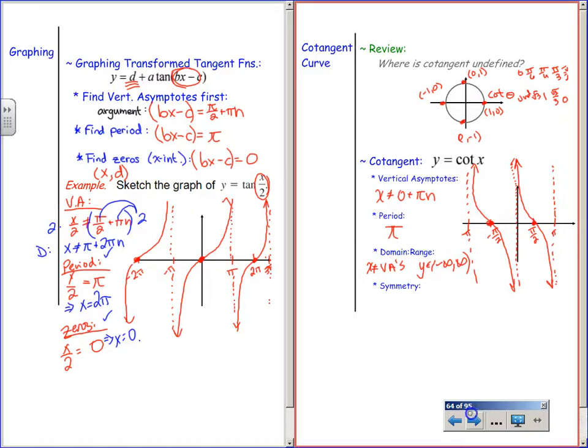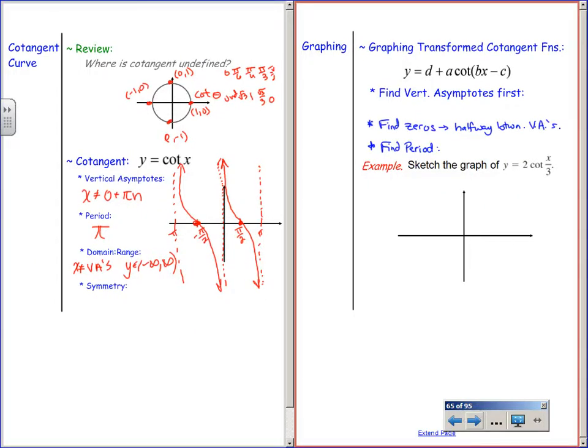So to be honest, guys, they're super similar in what you do. Just like we did with tangent, for cotangent, we're going to look at the inside part. For vertical asymptotes, we're going to set that inside part, whoever he is, for the domain, which comes from the vertical asymptotes, not equal to 0 plus pi n. Wait, what is 0 plus pi n? Just pi n, right?